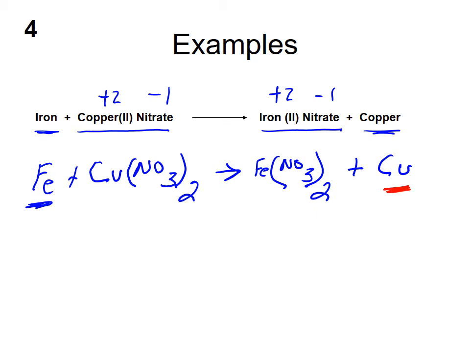So now I can count. I have 1 iron, I have 1 iron, it's okay. I have 1 copper, I have 1 copper, it's okay. Nitrates, and I look at them as just a unit, NO3s. How many NO3s do I have? I have 2, and I end with 2. So this equation would be balanced.